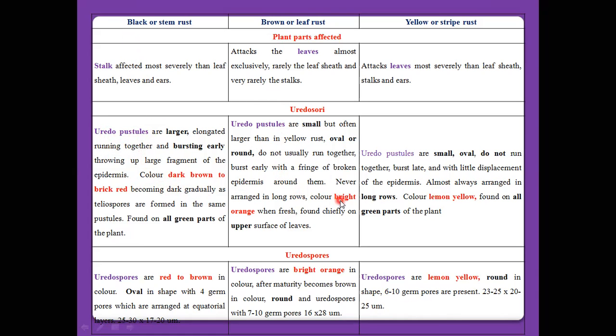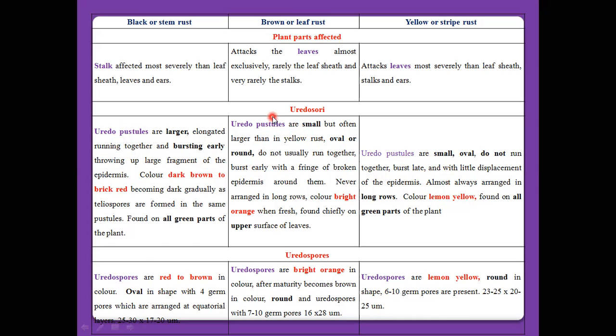Then in brown rust, bright orange-colored uredopustules develop on the leaf surface, and in yellow rust, lemon yellow uredopustules are seen on the leaf portions. These uredopustules produce uredospores, which in black rust are generally red to brown in color and oval in shape.